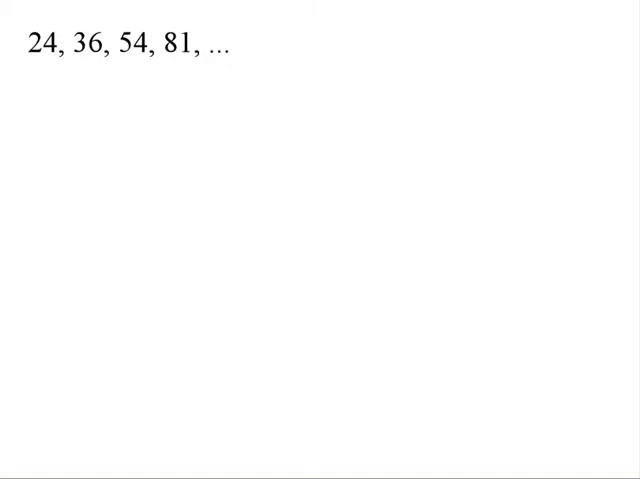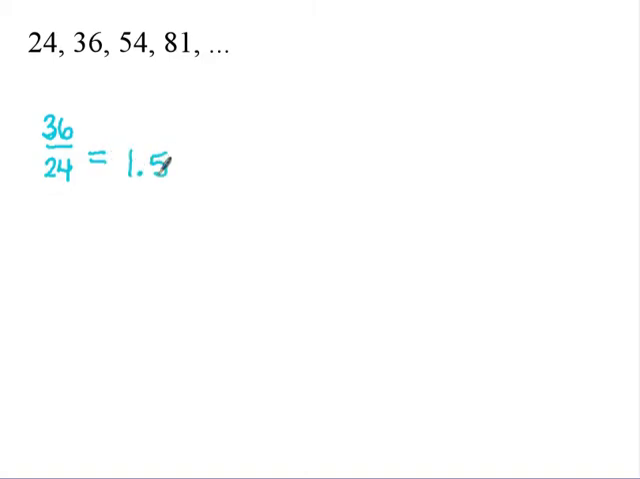Okay, so let's look at this one. What are the next 3 terms in the sequence? It's not arithmetic because I add 12 and then I add 18. Neither. So let's think about things. This is the easy way. Let's take 36 and divide it by 24. When I take 36 and divide it by 24, what do I get? I get 1.5 or 3/2, okay?